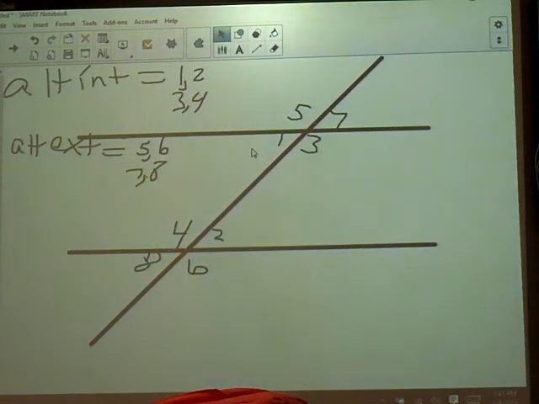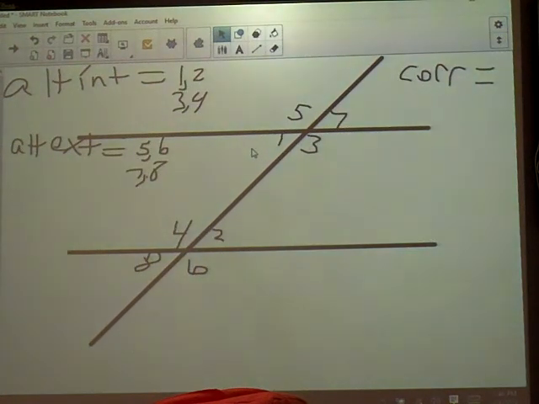Corresponding angles. Come over here and write corresponding. Corresponding angles are also equal. Now don't get in your mind that every pair of these relationships are going to be equal, because they're not. The way I say corresponding in my dumb words is that they're in the same spot. So if I go to the top left of the top parallel line, corresponding would be the top left of the bottom parallel line. That way, they're in the same spot on their own line.